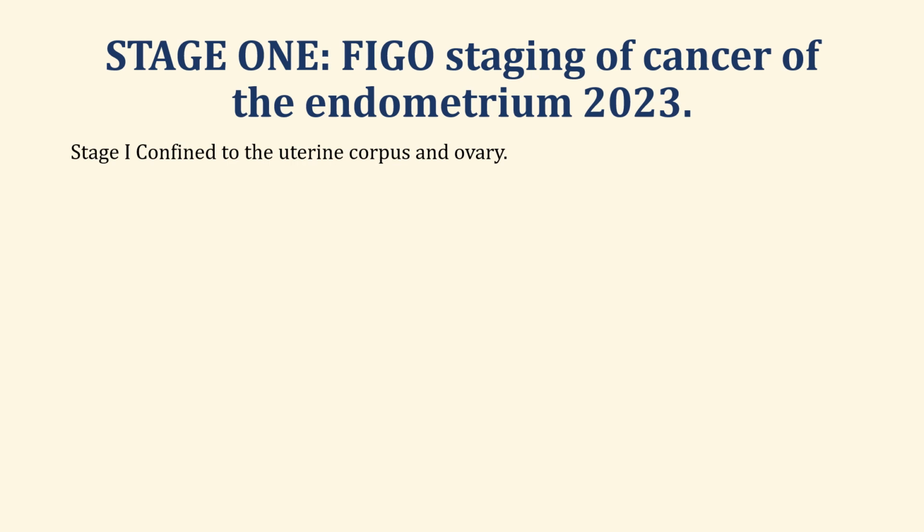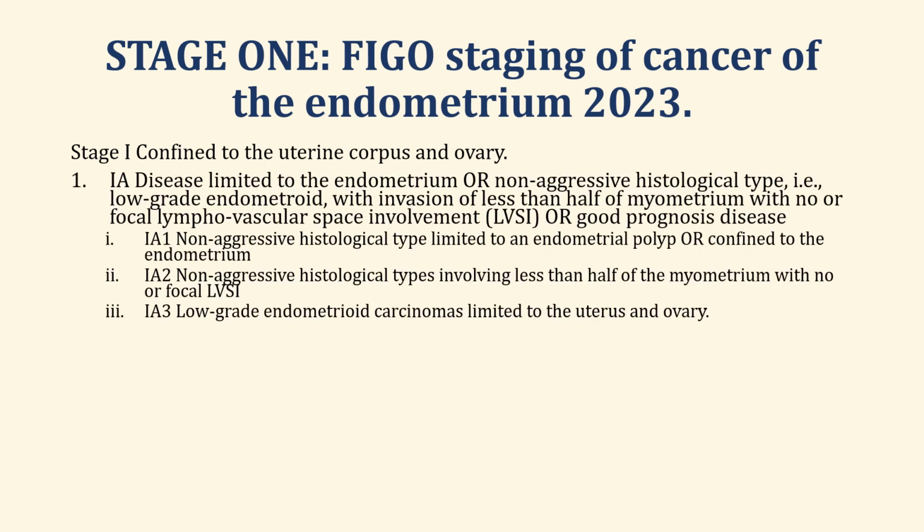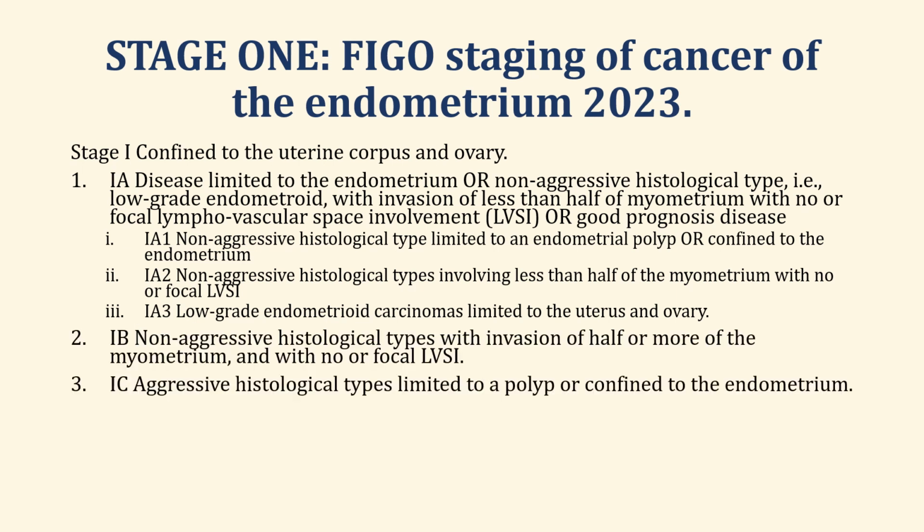In stage 1, the cancer is confined to the uterine corpus and the ovary. And stage 1 is further subdivided into 1A, 1B, and 1C. In 1A, it is further subdivided into 1A1, 1A2, and 1A3. 1A1 is non-aggressive histological type. 1A2 is again non-aggressive histological type with a greater involvement of the myometrium, and stage 1A3 is low-grade endometrioid carcinomas. When we come to stage 1B, these are also non-aggressive histological types with invasion of half or more of the myometrium. And 1C is aggressive histological types limited to the polyp or confined to the endometrium.